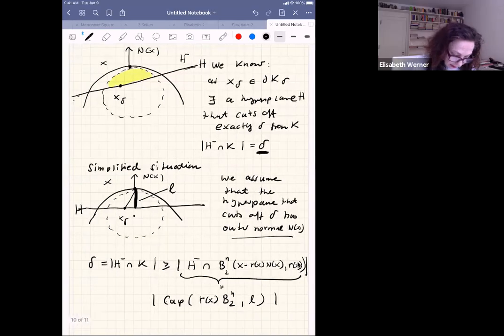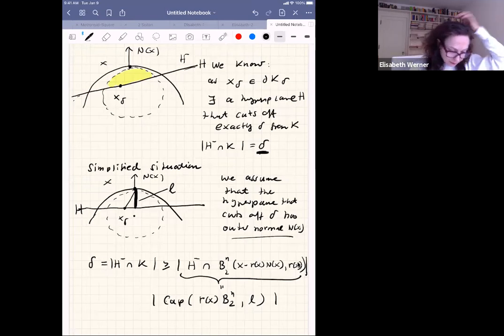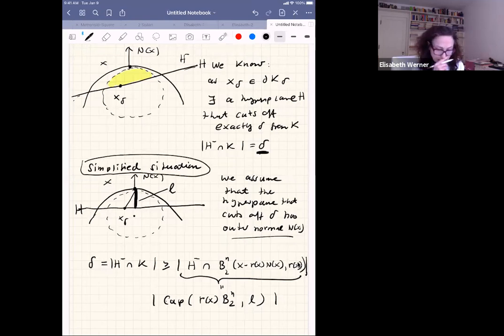But we proved it where we looked at this case first. The other case, that is when this condition is not satisfied, can be done similarly using geometric arguments. And then we have moreover simplified the situation where we assume that the outer normal of the hyperplane that cuts off delta has the same outer normal as in the point x. To do the general case just adds additional technicalities and doesn't give any further insight into the proof.